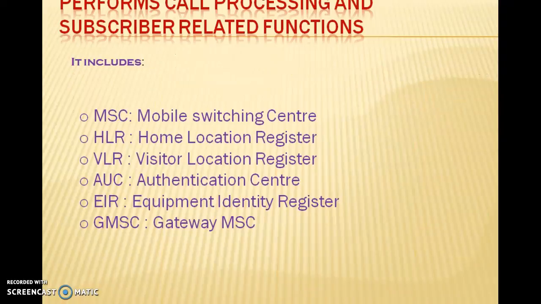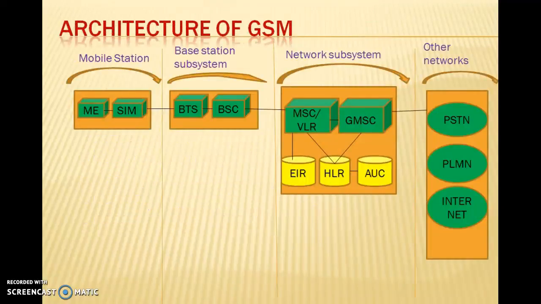The abbreviations I have used are mainly called as MSC, that is Mobile Switching Center, HLR, that is Home Location Register, VLR is the Visitor Location Register, AUC is the Authentication Center, EIR Equipment Identity Register, and GMSC is the Gateway MSC. Then again move to architecture, because I didn't explain this architecture to you. I just mentioned the abbreviations used over here.